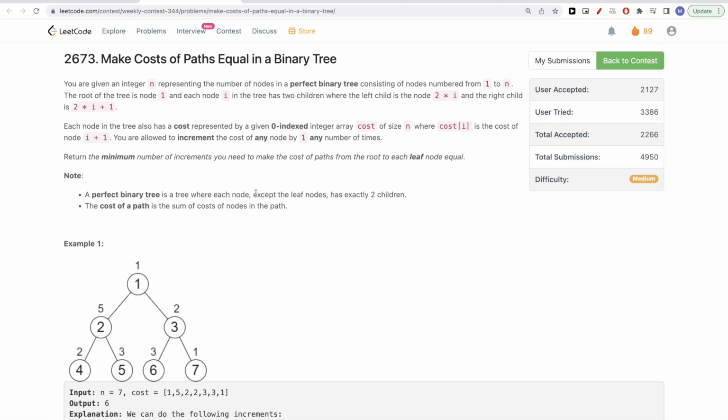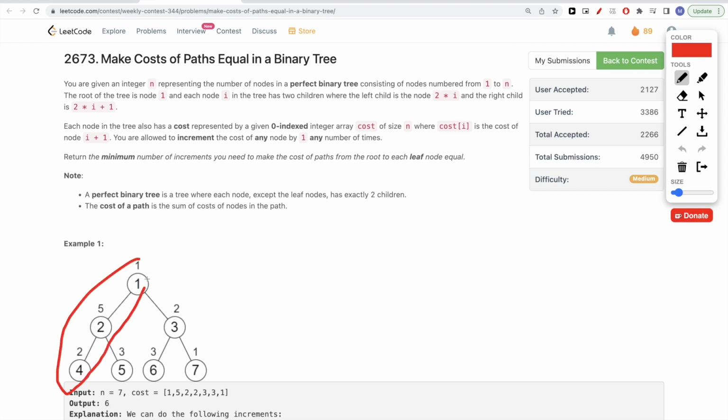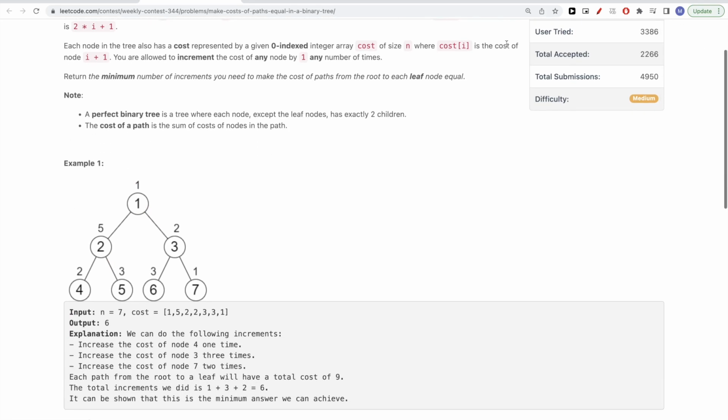And then here it just explains that a perfect binary tree is a tree where each node except the leaf nodes has exactly 2 children, right? And so the cost of a path is just the sum of the cost of nodes in the path. So for example, for this path, the cost is 1 plus 5 plus 2. So that's the idea. Now let's take a look at an example here.